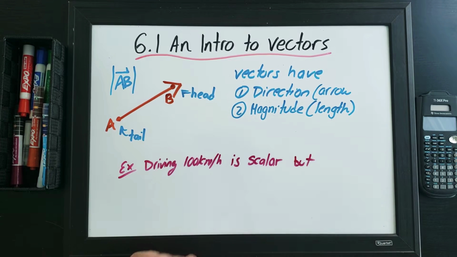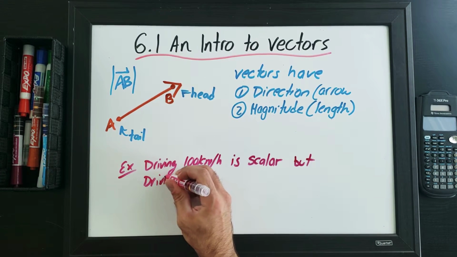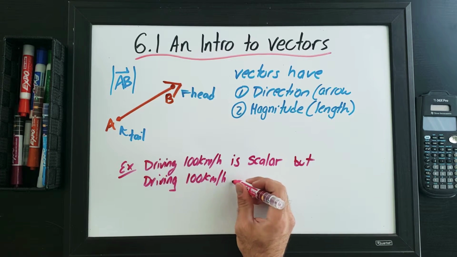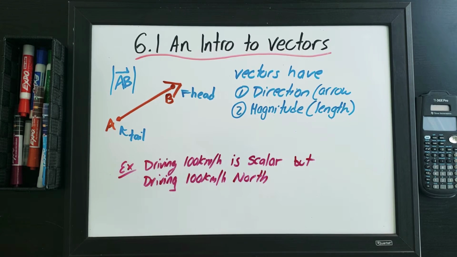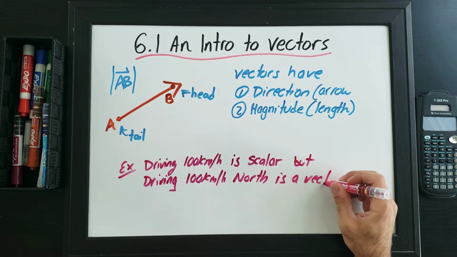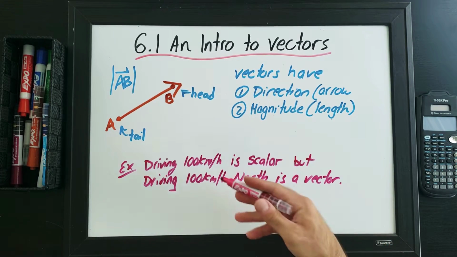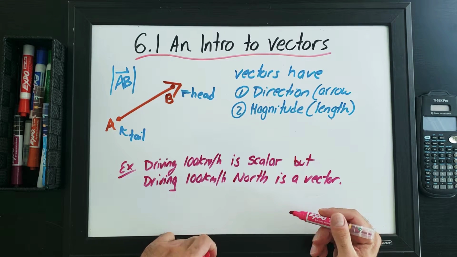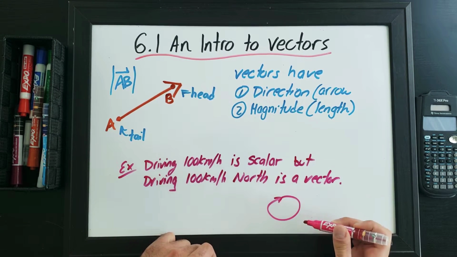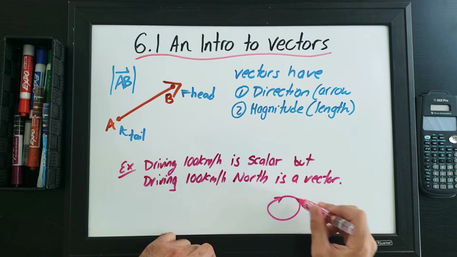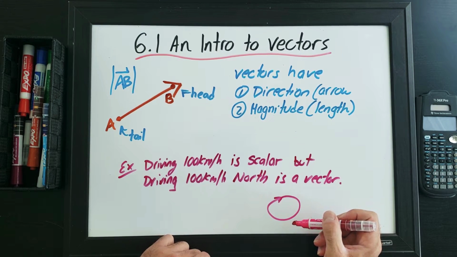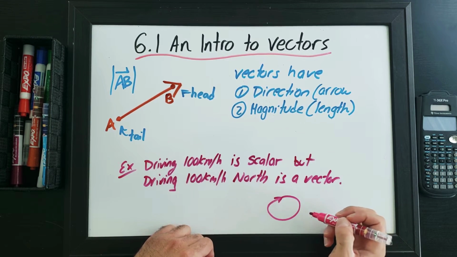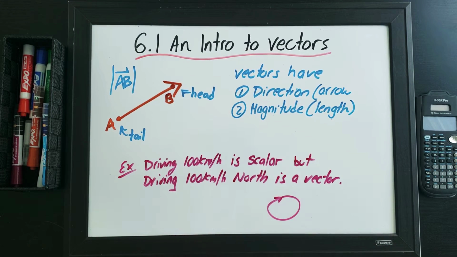But driving 100 kilometers per hour north is a vector. Very, very simple difference. One just dictates speed and one is velocity. So the difference between speed and velocity: if I drive in a circle like this, I could have speed, but my velocity is 0 because I'm ending up in the same spot I started. I'm sure you got into it in physics, but speed is scalar, but velocity is a vector because we have that direction piece.